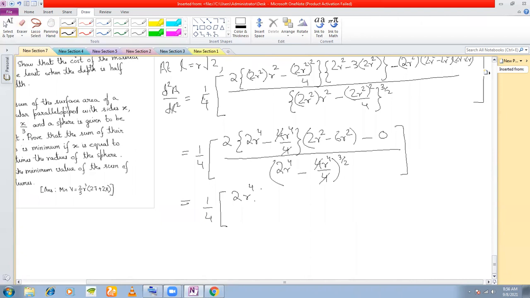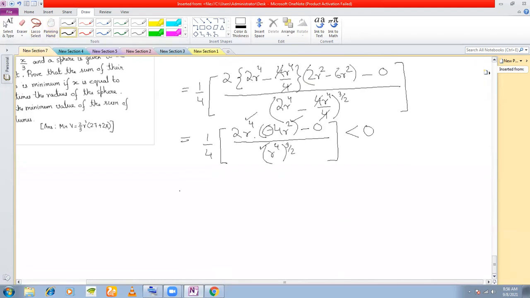Now what are you going to get? You're going to get 2R square minus 6R square, means minus 4R square, right? Minus 0 divided by 2R to the power of 4 minus R to the power of 4, that means R to the power of 4 to the power of 3 by 2. So can you tell me whether this is positive or negative? R is always positive, right? R to the power of 4 is positive, R square is positive, R to the power of 4 to the power of 3 by 2 is positive, but I have a negative sign here. That means this has to be negative. You don't even need to simplify.